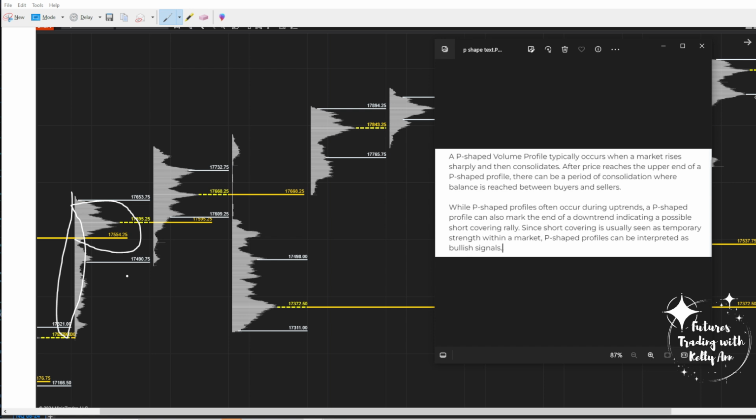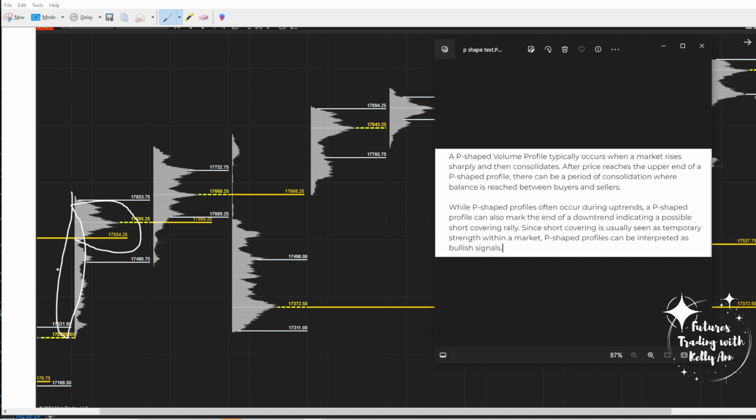And P-shaped profiles occur during uptrends. A P-shaped profile can also mark the end of a downtrend, indicating a possible short covering rally. Since short covering usually is seen as temporary strength within a market, P-shaped profiles can be interpreted as bullish signals.